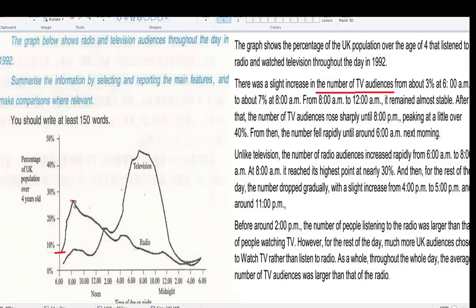"From 8 a.m." Am I reading this right? Why are these numbers all wrong? "From 8 a.m. to 12 a.m. it remained almost stable." Now how is this stable? It drops.